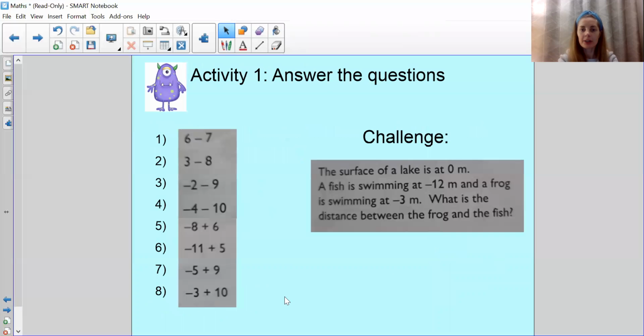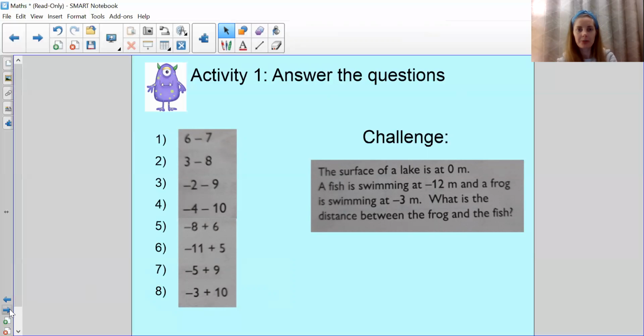So I would like you now to give these questions a go. There's a bit of a challenge at the end. All right, have a think about how you can answer that. If you need a bit of help, think about drawing your number line out, that can help you to work out the answers. So I'd like you to do those 9 questions now, including the challenge, and see how you do. So pause the video and have a go. Good luck.